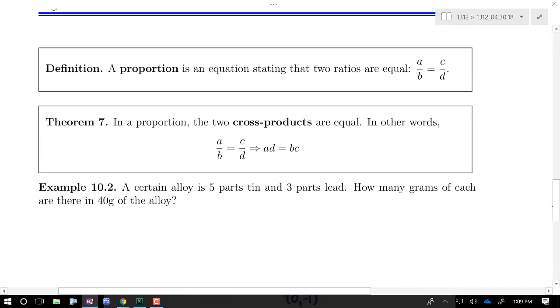A proportion is nothing more than an equation that says two ratios are equal. It specifically has that structure. I have a fraction just by itself with no other terms added to it set equal to another fraction. I'm not adding or subtracting anything else. There's not even any other factors. I just write it as one fraction is equal to another one.